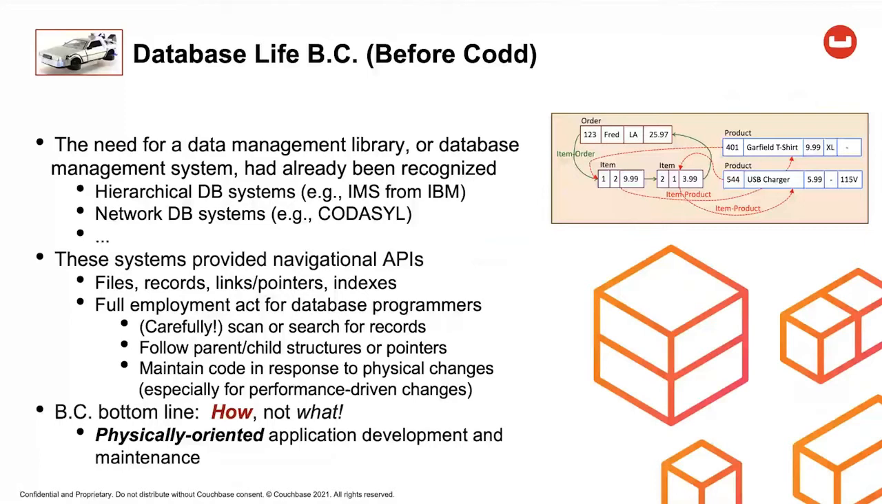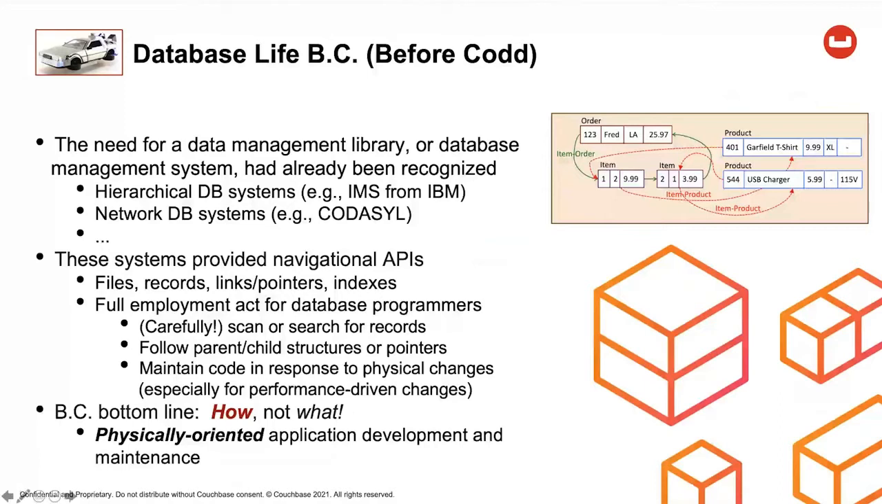So the need for a data management library, the idea of being able to manage files of records, a database system, was recognized. There were hierarchical databases, they were called, like IMS, which was kind of the big gorilla in that space from IBM. There was a standard called CODASYL for what was called network databases. And I've got a picture here that we'll drill into in just a second.